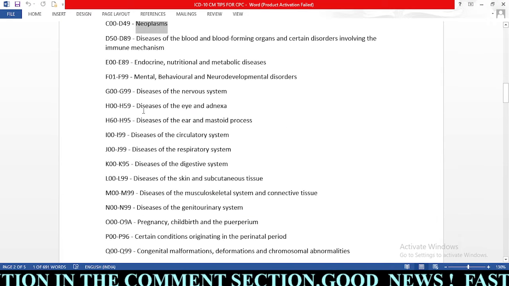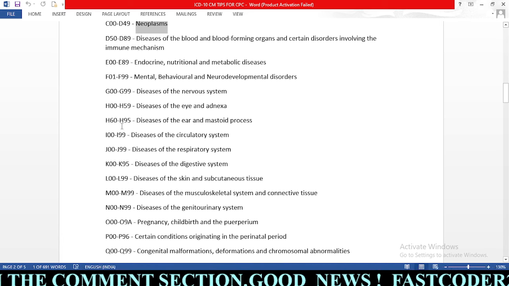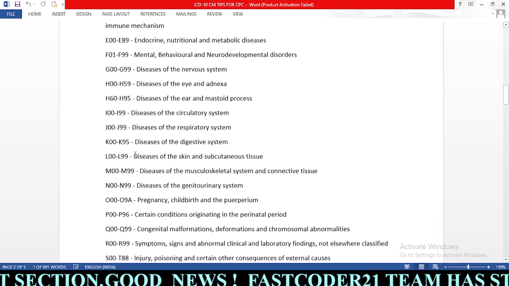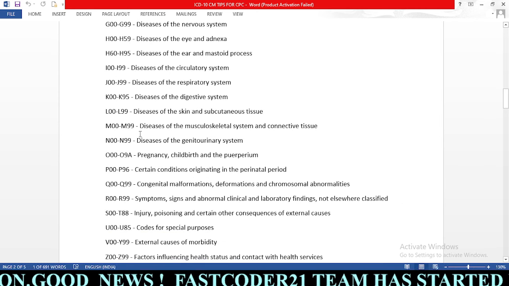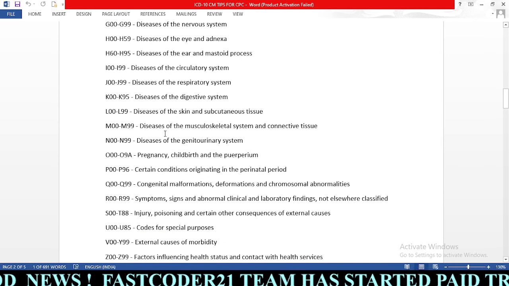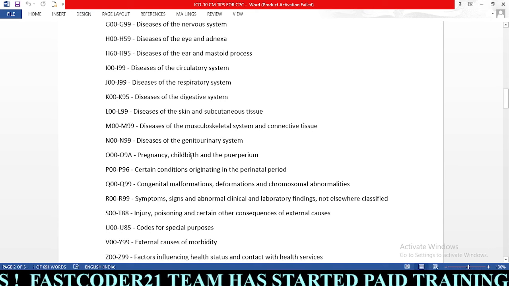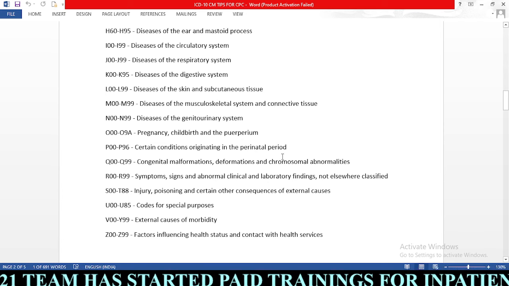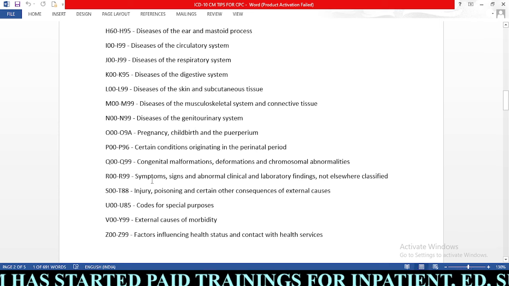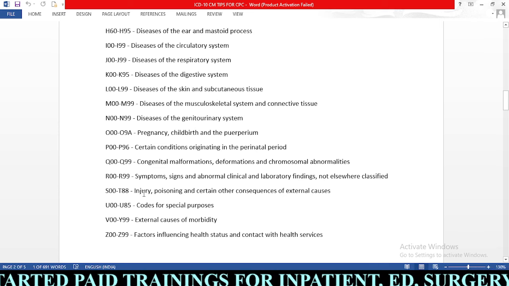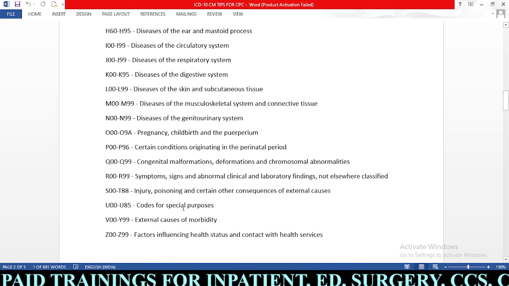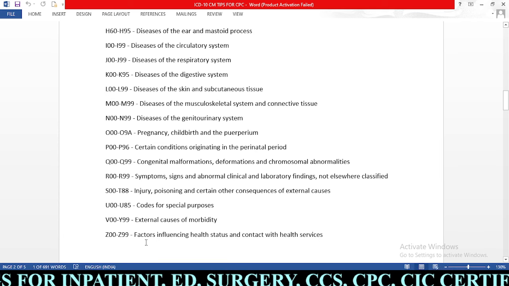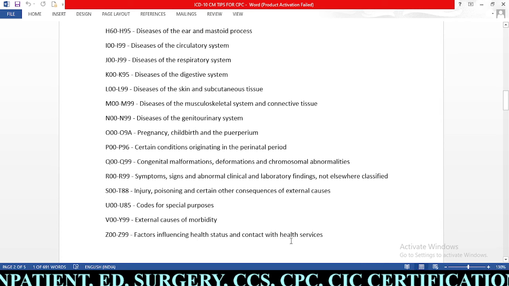You also need to know G codes, H codes. We have H codes for eye and adnexa as well as ear, I codes for circulatory, J codes for respiratory, K codes for digestive, L codes for skin and subcutaneous tissue, M codes for musculoskeletal system, N for genitourinary system, O series for pregnancy, childbirth and the puerperium, P series for perinatal period, Q series for congenital conditions, R series for symptoms, S to T series for injury and poisoning, U series for codes for special purposes like COVID, V to Y series for external causes of morbidity, and Z00 to Z99 for factors influencing health status and contact with health services.